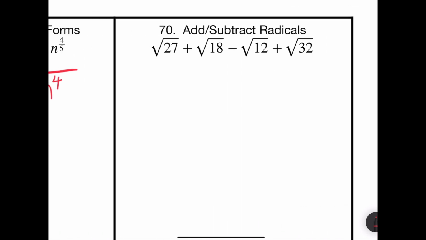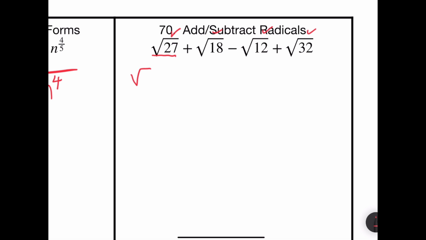Problem number 70 is adding and subtracting radicals. It says the square root of 27 plus the square root of 18 minus the square root of 12 plus the square root of 32. So first we're going to have to simplify all 4 of these radical terms, just like we did in previous problems. First we'll look at the square root of 27.